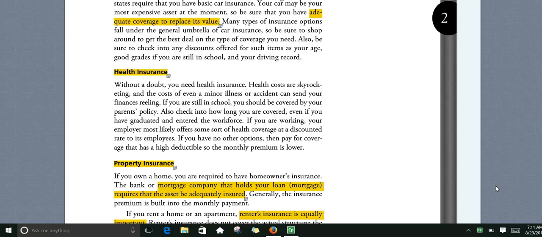Don't make the mistake that many young people do make, and that's that they don't need health insurance because they don't go to the doctor very often. You never know when you may have an accident or when you may have a serious illness that could devastate your budget.